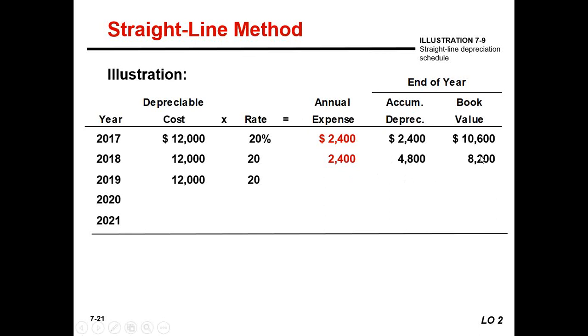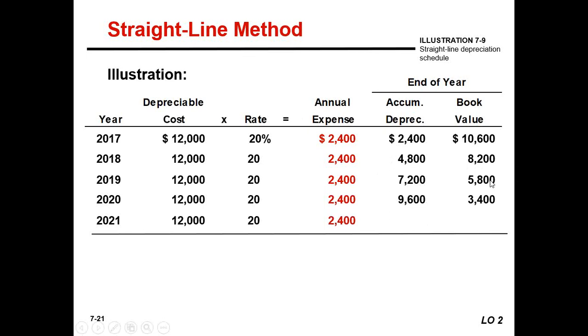And this goes on year after year after year. And as you see the accumulated depreciation increase, the book value decreases. Until finally, in the last year of our depreciation, our book value is exactly what we had determined to be the salvage value. Just take a moment and kind of look at that.